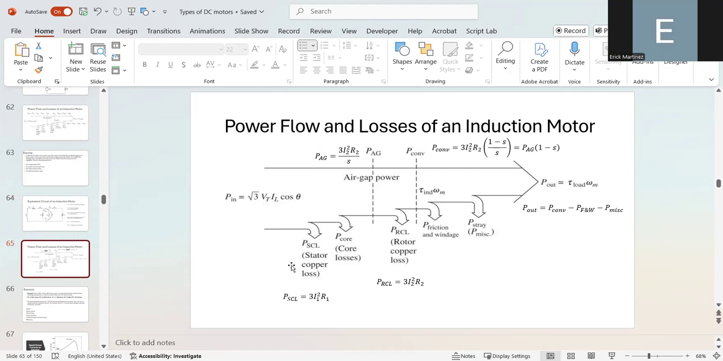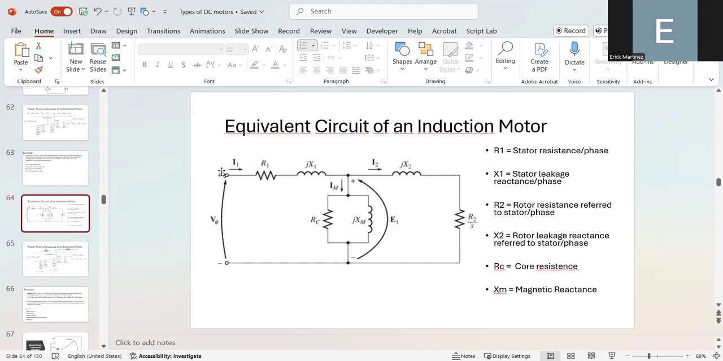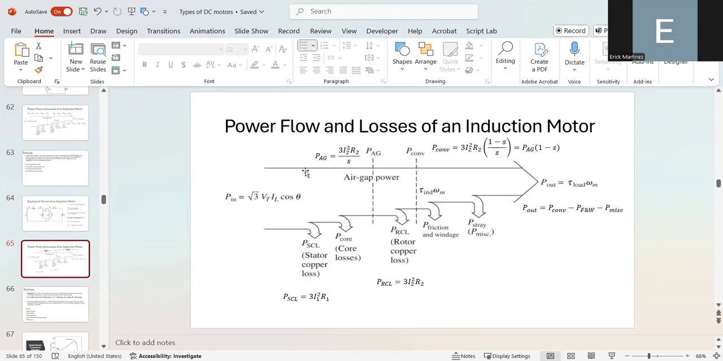We can also compute the stator copper loss by considering the resistance R1 and the current I1, which is the current flowing in this branch. I2 is the current flowing through the rotor circuit. You can also use I2 and R2 to compute the air gap power. Moreover, you can compute the rotor copper loss in the following way by considering I2 and R2. This is the equation for the rotor copper loss.